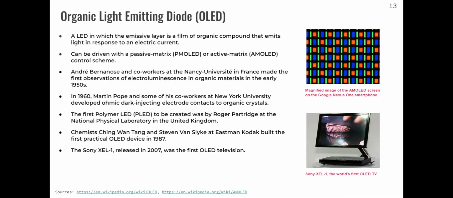Manufacturing of small molecule OLEDs was started in 1997 by Pioneer Corporation, followed by TDK in 2001, and Samsung NEC Mobile Display (SNMD), which later became one of the world's largest OLED display manufacturers, in 2002. The Sony XEL-1, released in 2007, was the first OLED television. So here in the picture on the bottom right, we can see the Sony XEL-1, which was the first OLED TV.